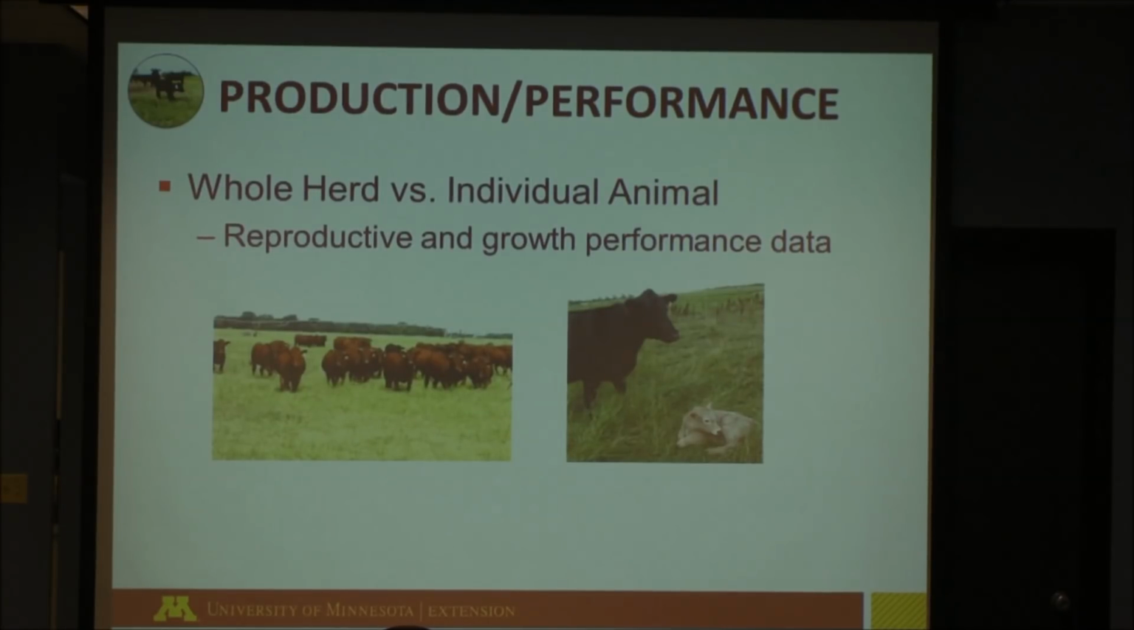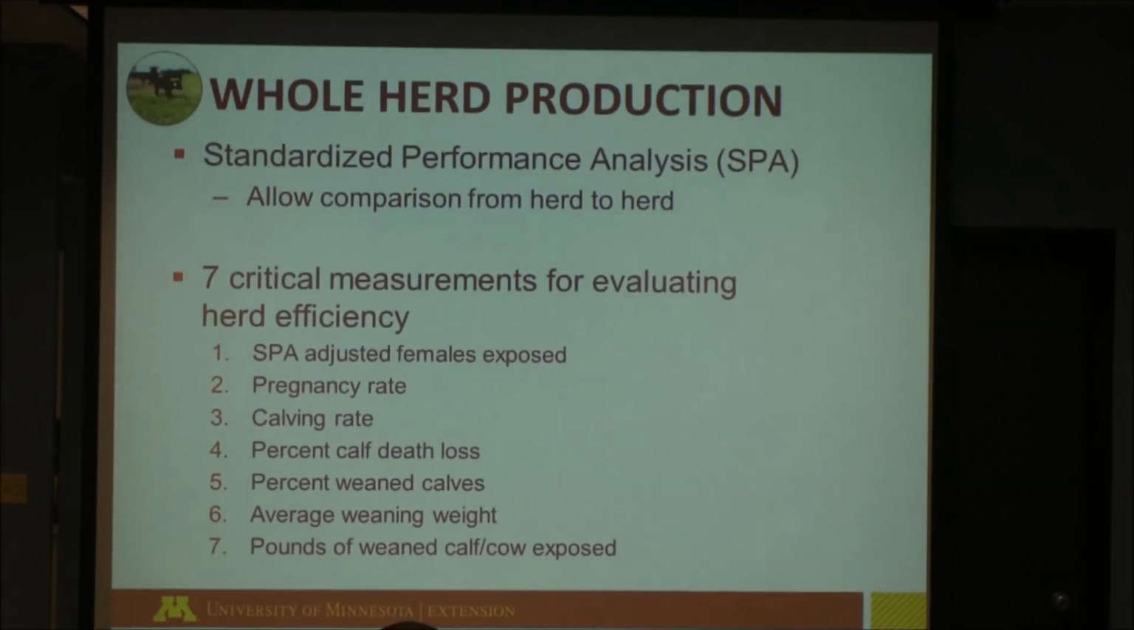Now, say you're not taking any sort of records right now. My suggestion is don't dive in too deep at first, because otherwise you get overwhelmed and you say, forget this, and don't do it anymore. Start with this whole herd level, and then maybe work your way up to individual animal if it works for you and you're interested in having those records. Let's talk about whole herd performance first.